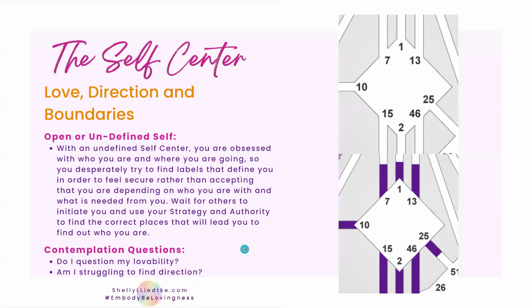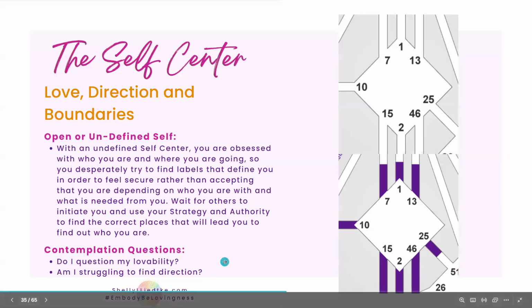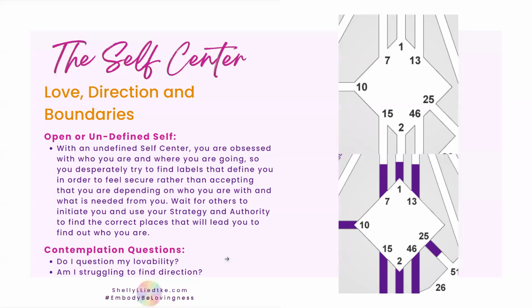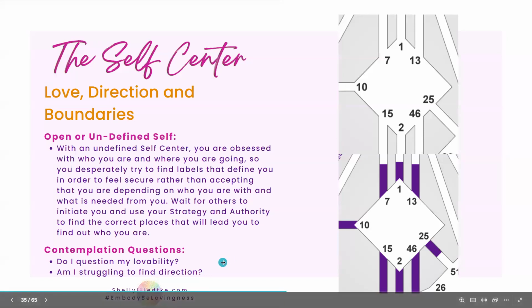And then incorrectness means you're not on the correct path and you're off in the barbed wire fence and the weeds. And that's not very fun at all. So when that happens in these two expressions of this center, we can ask ourselves, do I question my lovability? And am I struggling to find direction?